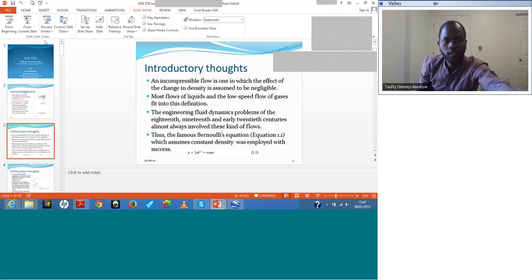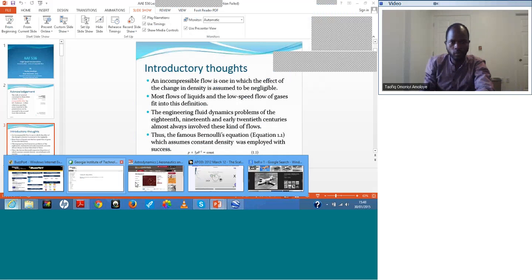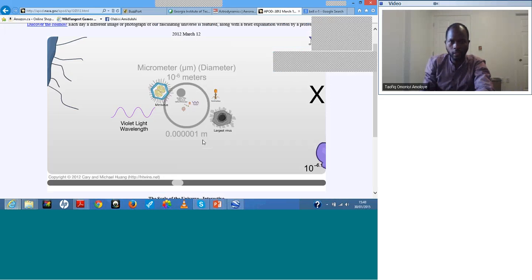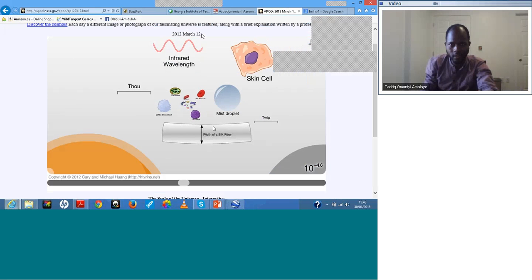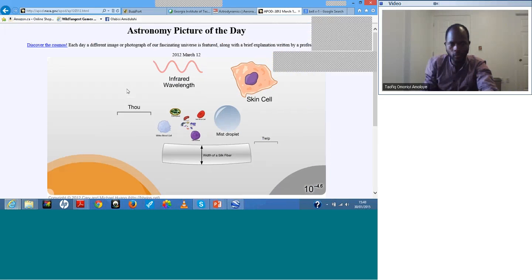To bring that to life, I'm going to share one online app. I don't think it's really an app; you can also visit the website and try to see what I'm saying. That's the URL there. I think it's on NASA's government website. Anyway, it shows the various length scales of matter in the whole universe.